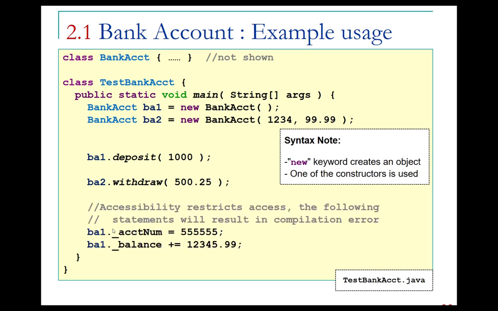And should you try to do bank account dot _accountNumber equal to this number, this is invalid because account number is private and it is not visible outside of the class. TestBankAccount is a class outside our BankAccount class. So account number inside the bank account is not visible. So this will result in a compilation error. Same for the balance. _balance cannot be modified outside of the bank account.